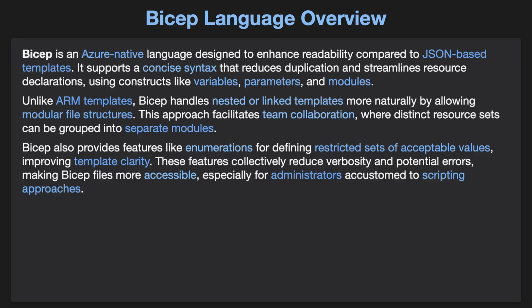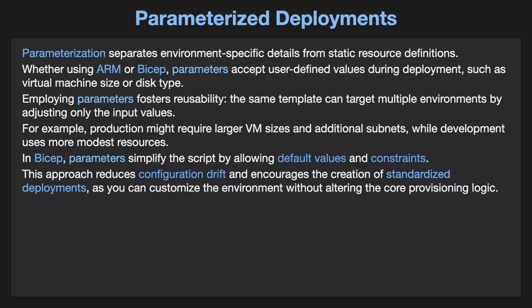Bicep also provides features like enumerations for defining restricted sets of acceptable values, improving template clarity. These features collectively reduce verbosity and potential errors, making Bicep files more accessible, especially for administrators accustomed to scripting approaches.